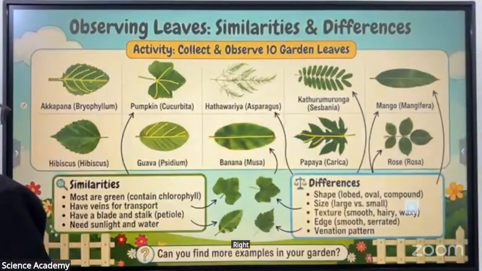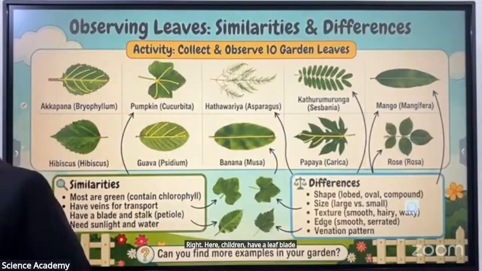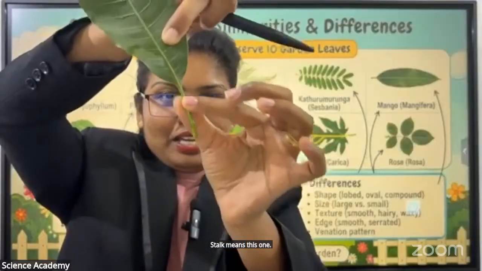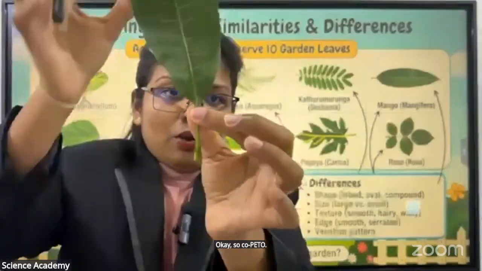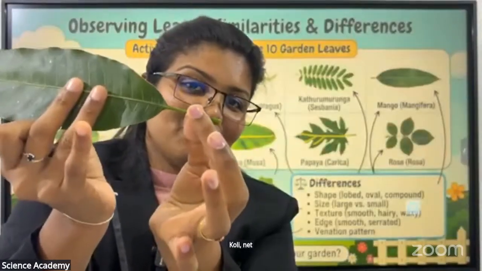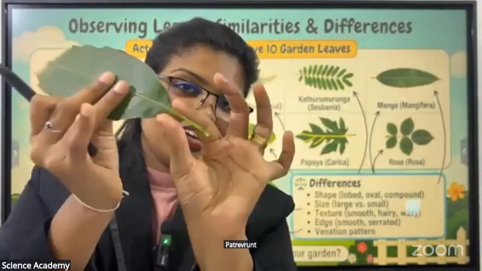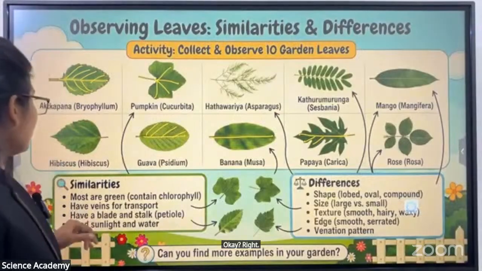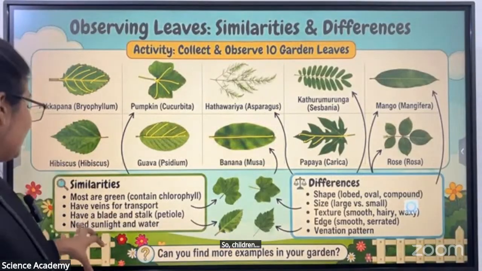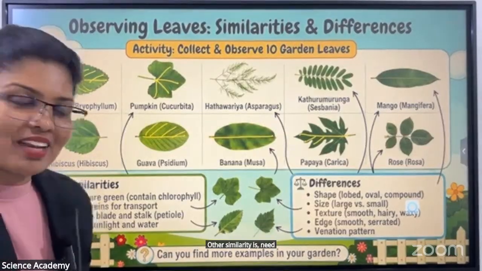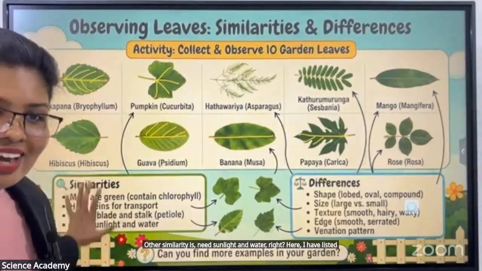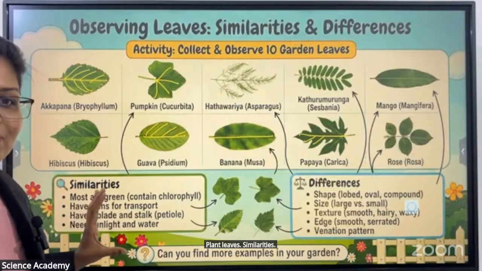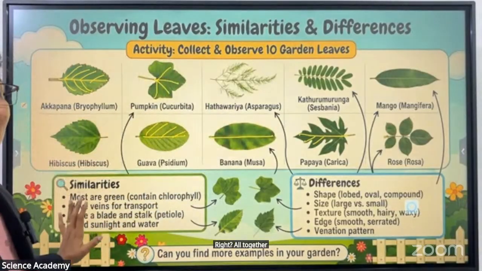Right. Here children, there is a leaf blade and a stalk. Stalk means this one. Stalk or petiole. Leaf stalk or petiole. So children, another similarity is that they need sunlight and water. Here I have listed out the similarities of these plant leaves. Similarities. Samanakam. All together, what are the common features?